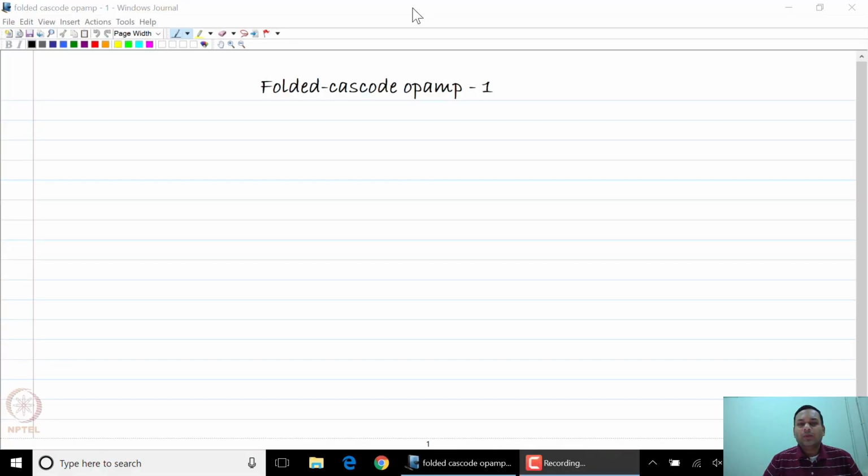In this lecture, we are going to look at a new type of op-amp called the Folded-Cascode op-amp. Before we do that, let us first quickly see why we need a different kind of op-amp. So the Cascode op-amp seems to do most of the things that we want to do. So let us quickly see if there are any drawbacks.